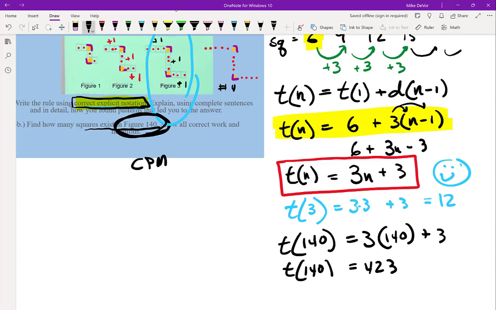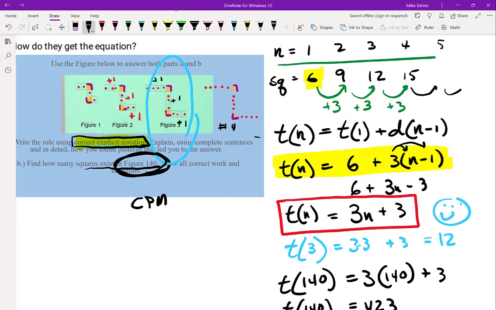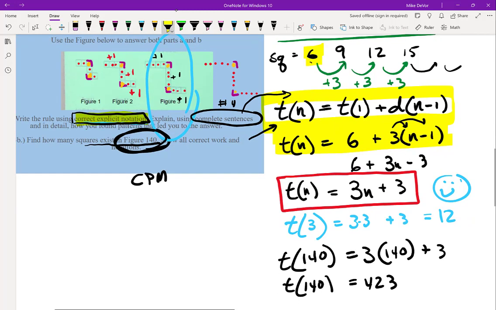Now, as far as using the complete sentences up here, just explain how you would recognize this pattern as an arithmetic progression or arithmetic sequence, depending on the vocabulary that your teacher uses. And once you realize this, you knew how to find the explicit sequence generator, and that's this part here. Okay, and then you just went from there.